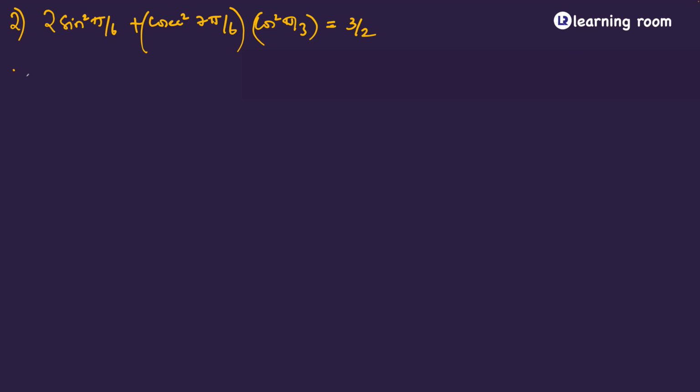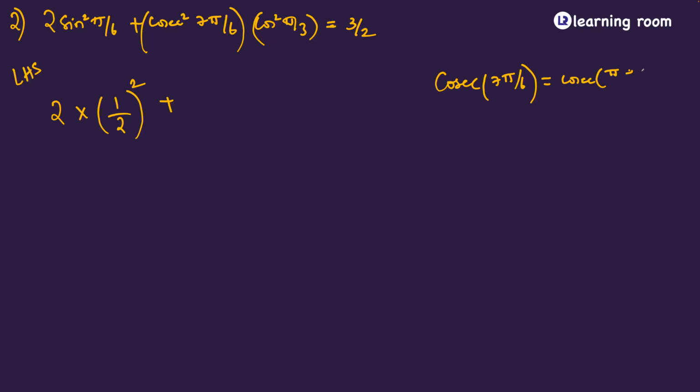So again, we'll take LHS into consideration. So 2 is written as it is into what is sine pi by 6 value? Sine pi by 6 is half, and you need to write the square of it, plus cosecant square 7 pi by 6. So observe, cosecant 7 pi by 6 can be written as cosecant of pi plus pi by 6. So pi plus pi by 6 means which quadrant are you entering into?